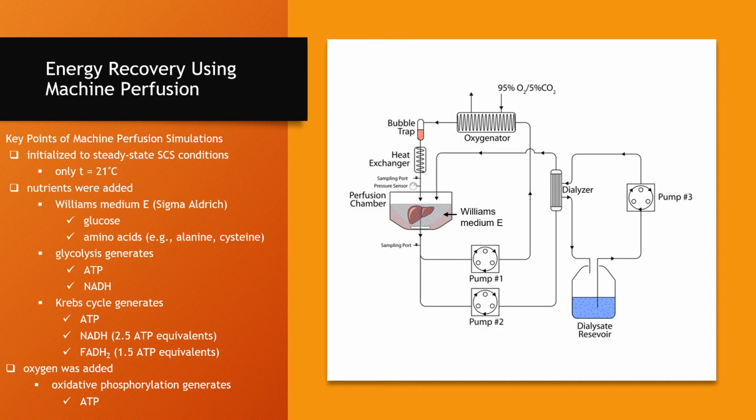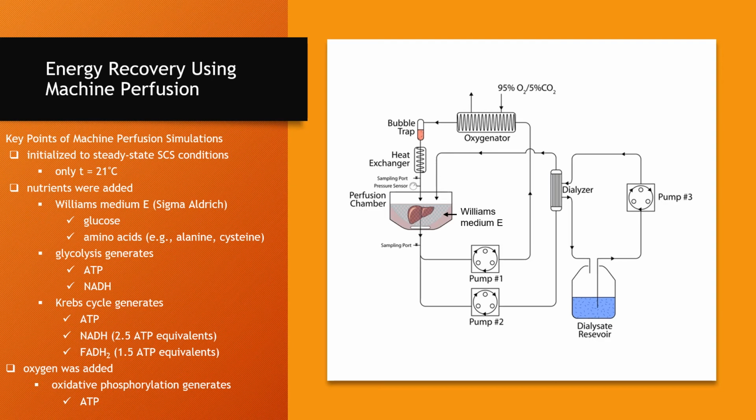The next set of numerical experiments that we did were related to energy recovery during machine perfusion. The key points associated with these simulations were as follows. 1. The initial state of the machine perfusion simulations was taken as the steady state solution for the static cold storage simulations, the only difference being the temperature was raised from 4C to 21C. 2. Nutrients were added. In particular, we used Williams medium E, which consisted largely of glucose and various amino acids.